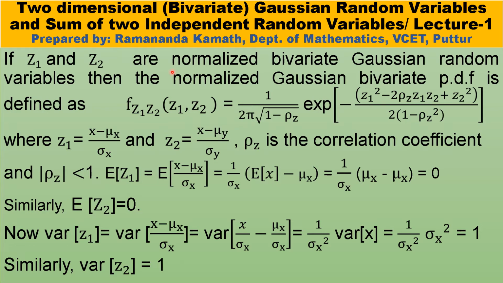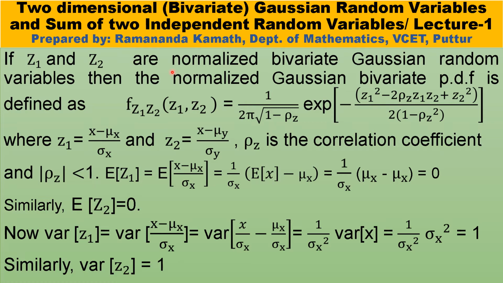Under a single random variable, we have seen if Z is a normalized Gaussian random variable, then the probability density function of Z, f_Z(z), is equal to 1 by root of 2 pi into e power minus z square by 2. Here we will be seeing bivariate normalized Gaussian random variables Z1 and Z2.